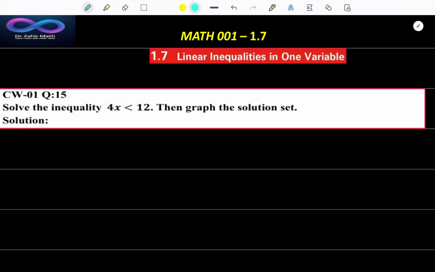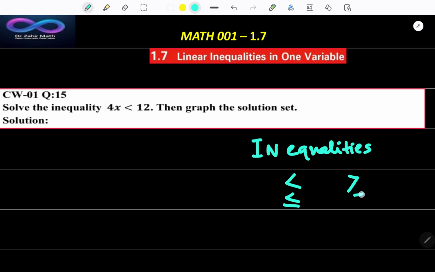In this video, I'm going to teach you exercise 1.7, linear inequalities in one variable. What do you mean by inequalities? Inequalities means we have less than, more than, less than or equal to, and more than or equal to, right? So we will learn how to solve linear inequalities step by step and how to graph the solution on a number line. So every question here says solve and graph.